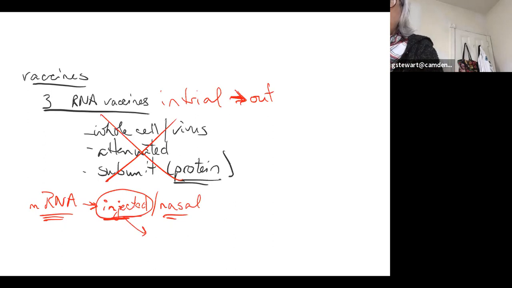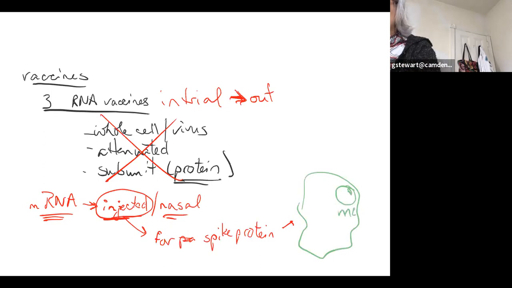And then this RNA for the spike protein is going to get taken into your cells. So here's your macrophage, right? And that macrophage is going to take the messenger RNA in and it's going to produce the spike protein. And it's going to put it on its surface in the context of class 2 MHC. Remember that from our immunology talks, right? And then B cells and T cells are going to be able to recognize this.